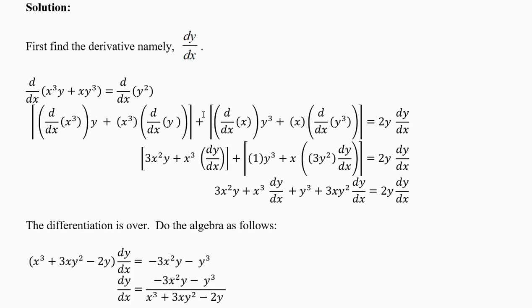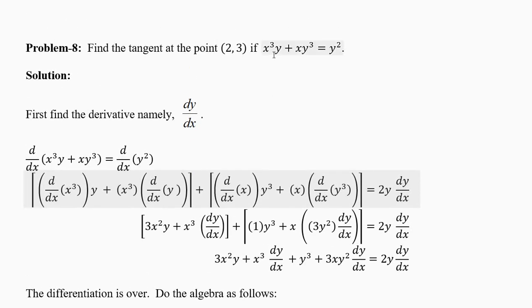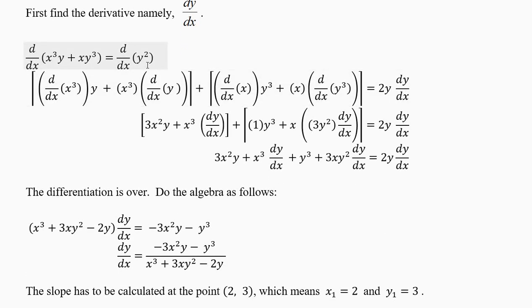in this question. Now how many things are on the left? X cube y plus xy cube. There are two things, and on the right you have y square. You have to differentiate on the left and on the right. Differentiate here on the left and here on the right. What's the derivative of y square? 2y dy by dx. Do not forget the dy by dx.